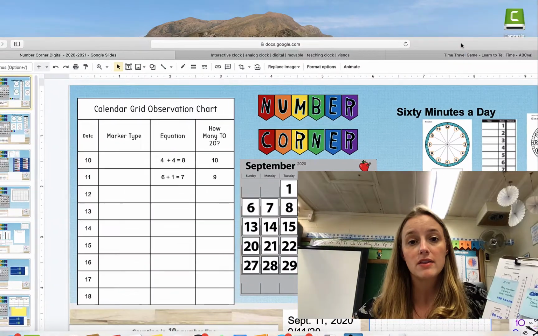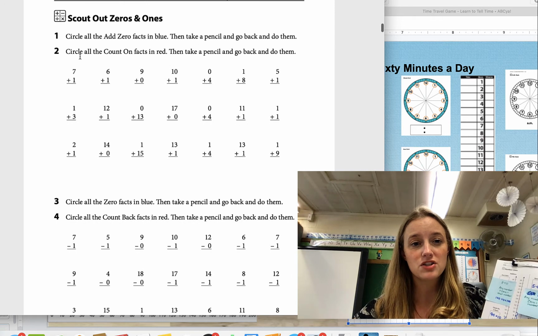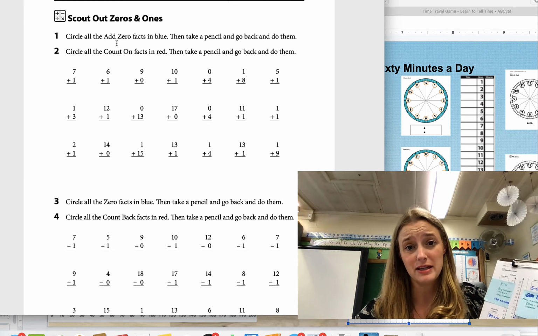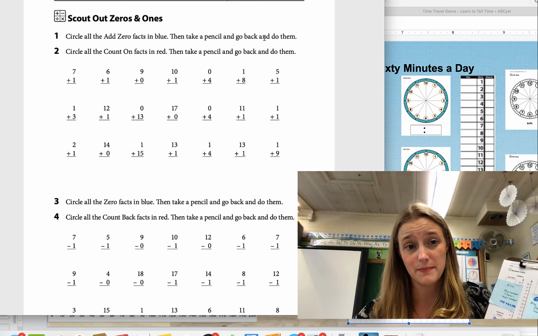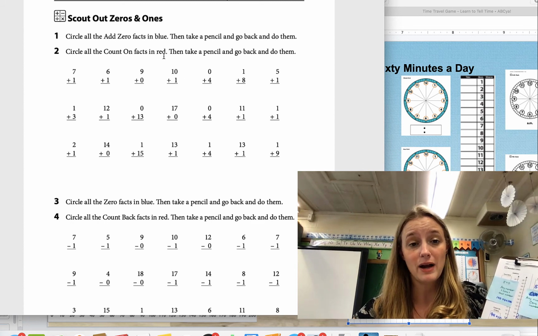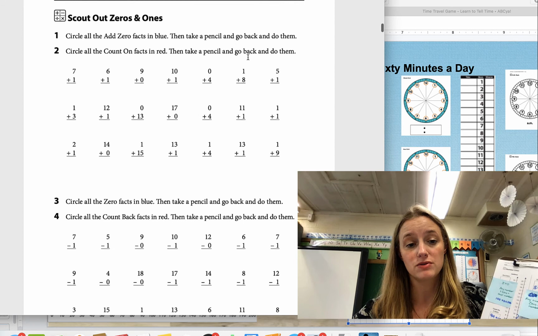So today your job for Number Corner is you're going to be working with the page that I showed you, this one right here. It says you're going to circle all the add 0 facts in blue. So you're going to try to find any of them that add 0 to it in blue, and then you're going to go back with a pencil and try to solve them. Then step 2 is circle all the count on facts in red. Remember, count on is adding 1. They're counting on one number. And then take a pencil and go back and do them.